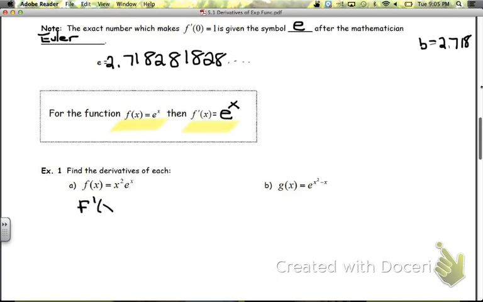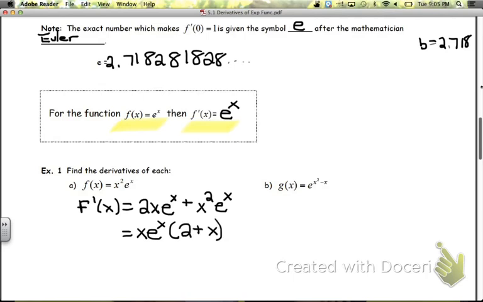So f prime of x will be equal to 2x, since that's the derivative of x squared, times e to the power of x, plus x squared e to the power of x, since that is the derivative of e to the power of x. Here we can factor out an x e to the power of x, and what we're left with is 2 plus x. We can't go any further than that.